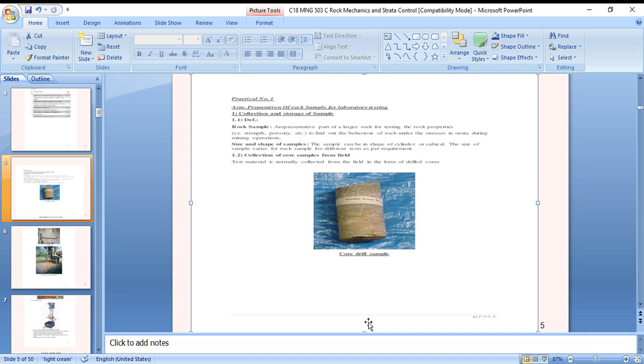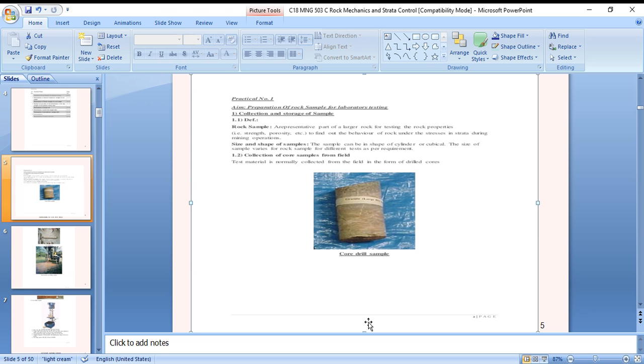For the testing of the rock properties, strength, porosity, etc. To find the behavior of the rock, stresses, mine operations.